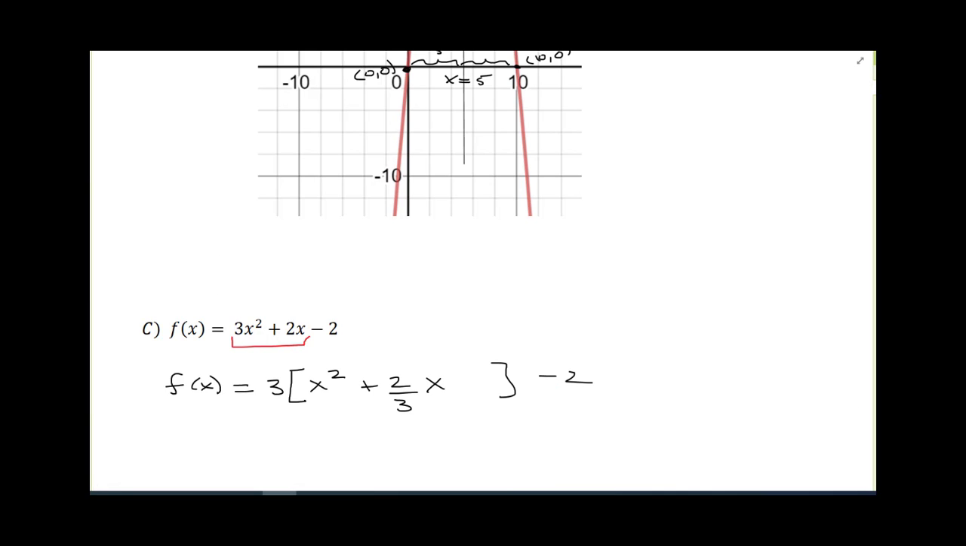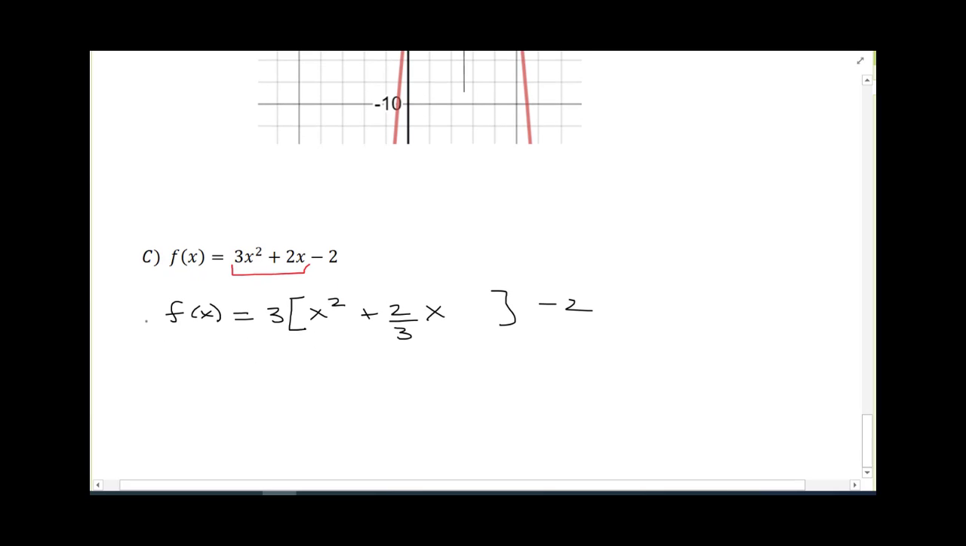And so to check it, multiply it back in. 3 times x squared gives me 3x squared. 3 times 2/3 x, notice that the 3's are going to cancel and we are left with 2x. So that's what I want. And then I left a gap here because we need to figure out what I am going to add to complete the square. So let's complete the square.